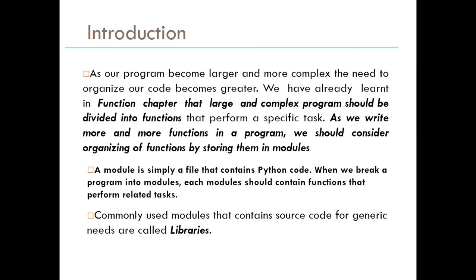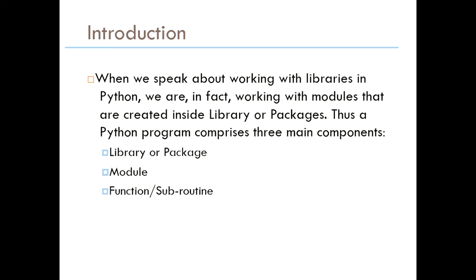When we break a program into modules, each module should contain functions that perform related tasks. Commonly used modules that contain source code for generic needs are called libraries. When we speak about working with libraries in Python, we are, in fact, working with modules that are created inside a library or package. Thus, a Python program comprises three main components. First one, library or package; second one, module; and third one, function or subroutine.